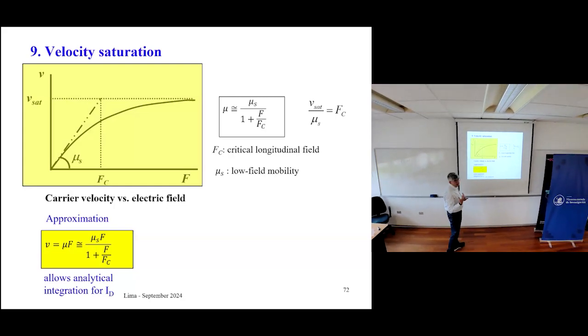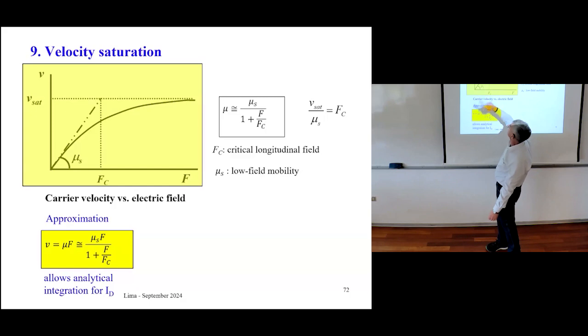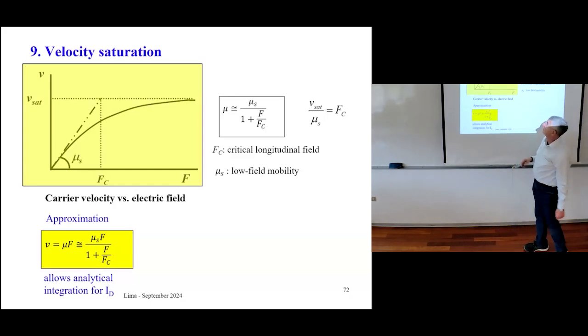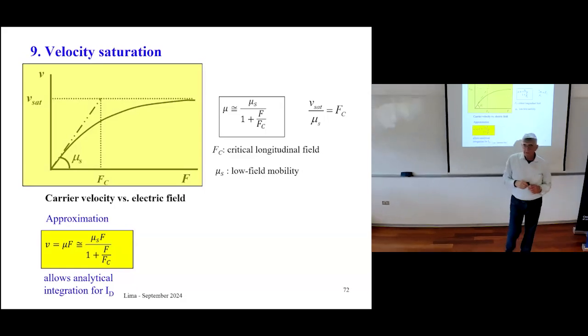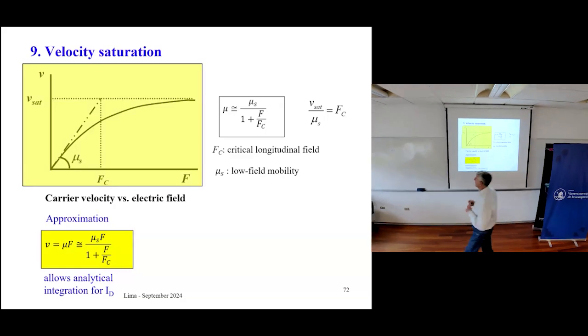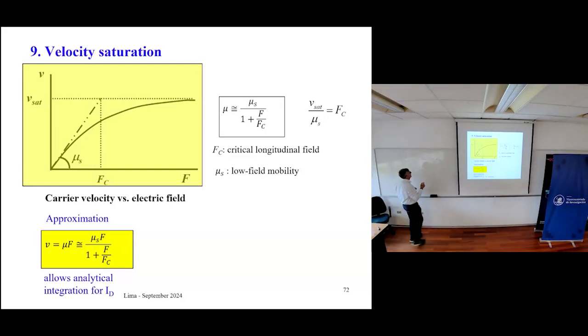Okay? I have assumed so far that the model of the mobility followed a straight line. No, this is not true. You have a nonlinear dependence of the velocity on the electric field. And the dependence is something like this, and there is what we call the saturation velocity. What's the saturation velocity? It's around 10 to the 7 centimeters per second.